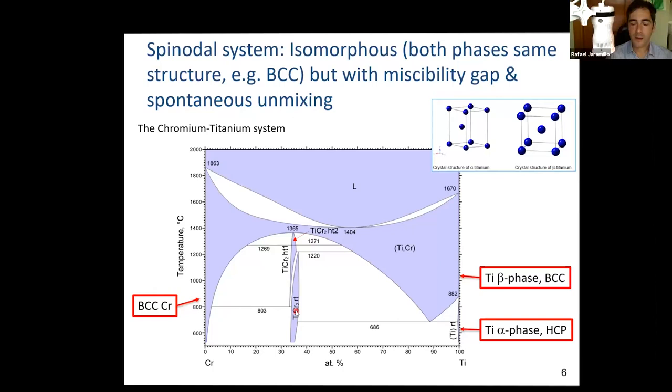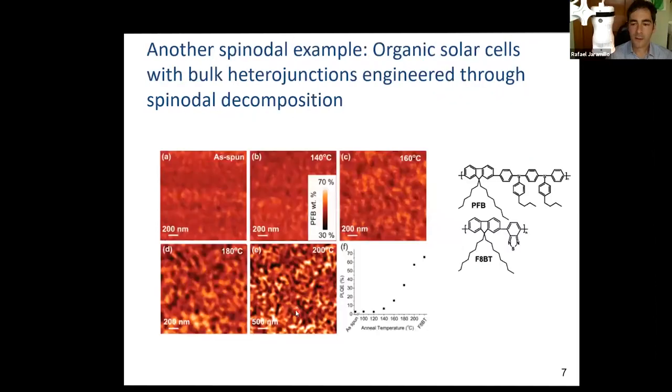Let me move on, show you some examples. Here's another example. We have a lot of spinodal examples in polymer systems. This is an example of a polymer blend, PFB and F8BT. This is a polymer blend that's used to make solar cells.